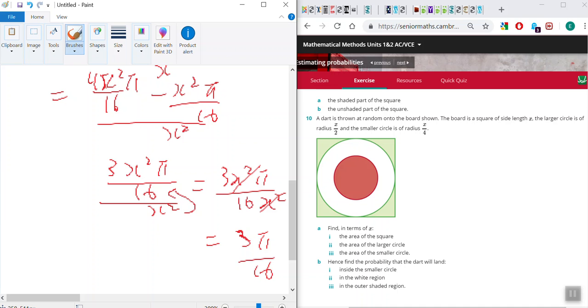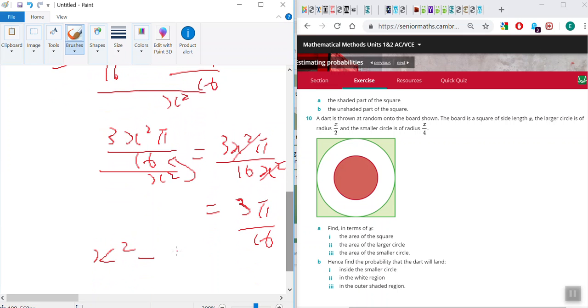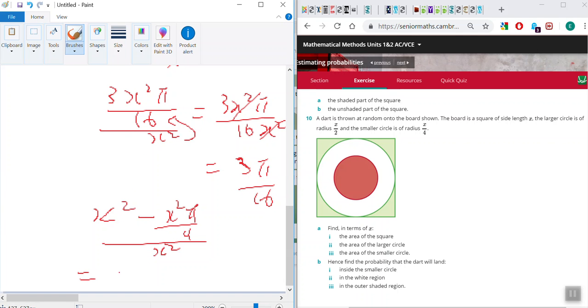Now, the outer shaded region would be the green parts. So how do I get the probability of landing on the green parts? You simply take the total square minus the biggest circle. So the biggest circle will be x squared pi over 4, and you're dividing by the total. Okay, so that's this.